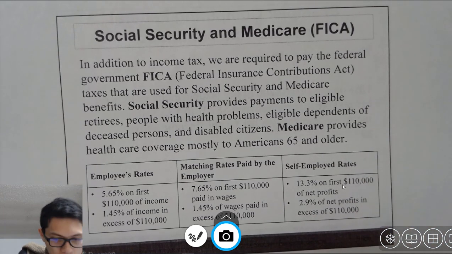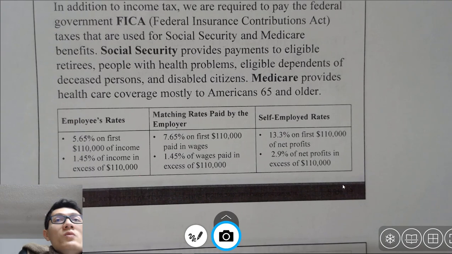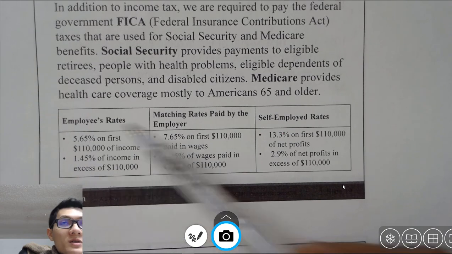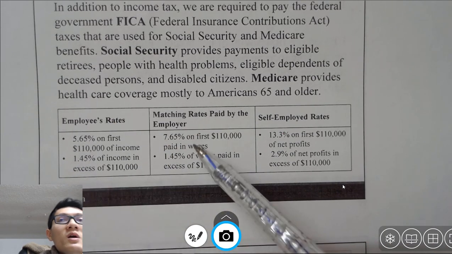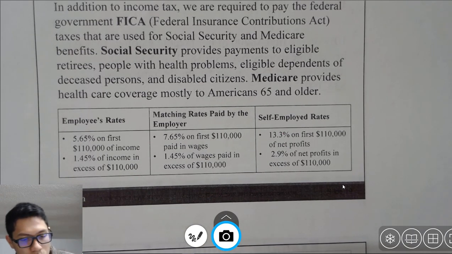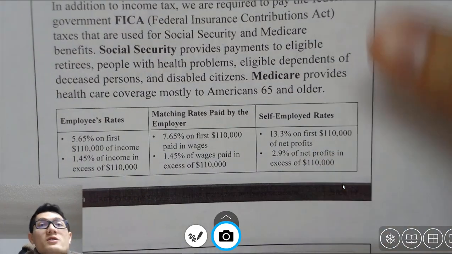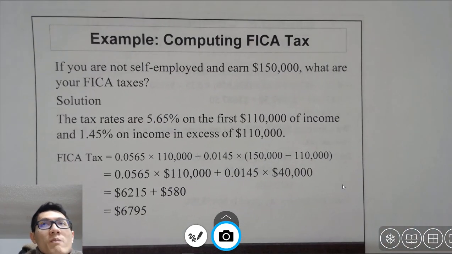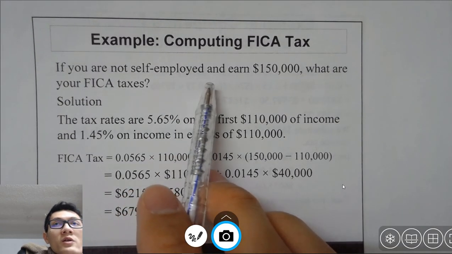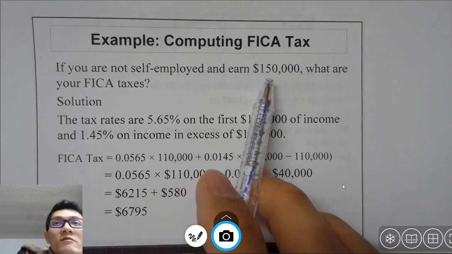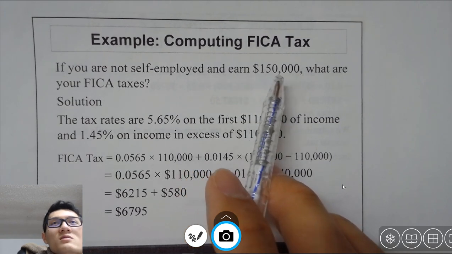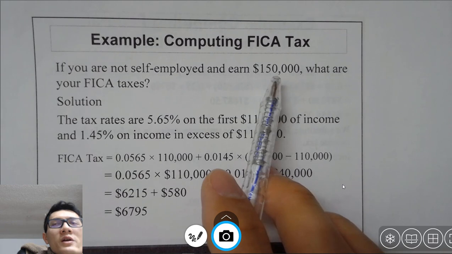For the figure, we also have three different columns for three different categories. Depending on which one you fall into, we will take the rates and calculate that with the corresponding money that you have. All right, let's go over one example. Computing the FICA tax. If you are not self-employed and you earn $150,000 a year, what are your FICA taxes?